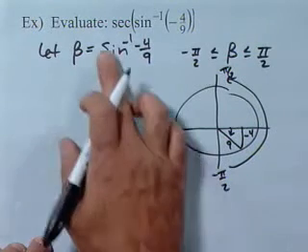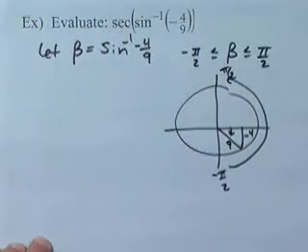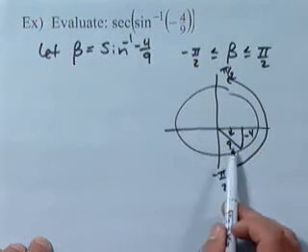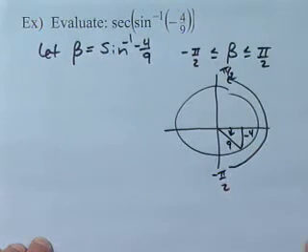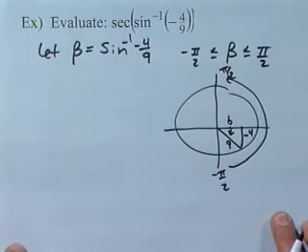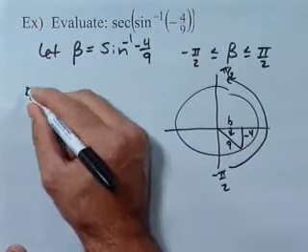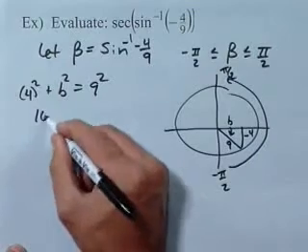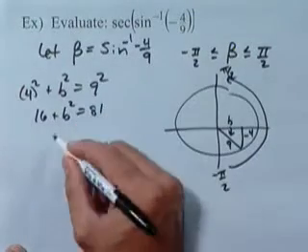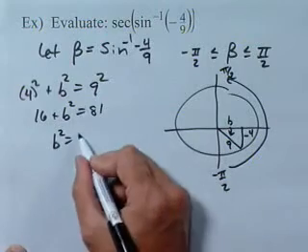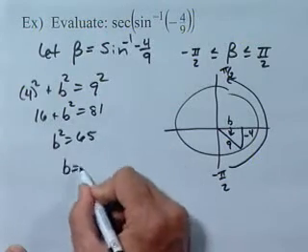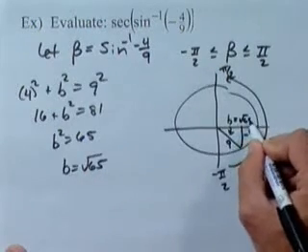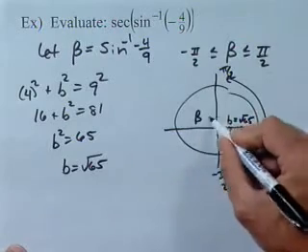All right. So remember what secant is. Secant is the reciprocal of cosine. So I need to find out what the secant is going to be, hypotenuse over adjacent, so I need this adjacent side. Again, let's just go ahead and use the Pythagorean theorem. 4 squared plus b squared is 9 squared. 16 plus b squared is 81. 81 minus 16 is 65, so b must equal square root 65. And there's my angle beta.